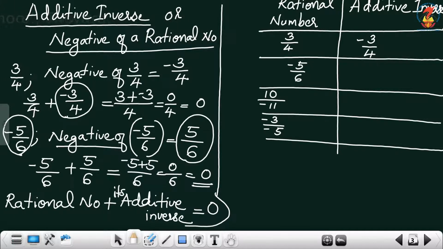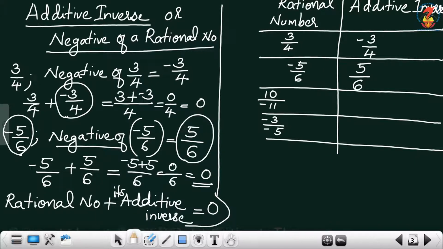Now next, a negative rational number is given, negative 5 by 6. So what is the additive inverse? Additive inverse means negative of this rational number. Negative of a negative rational number is a positive rational number. So the additive inverse is positive 5 by 6. A positive rational number is given, additive inverse is negative. A negative rational number is given, its additive inverse is positive.